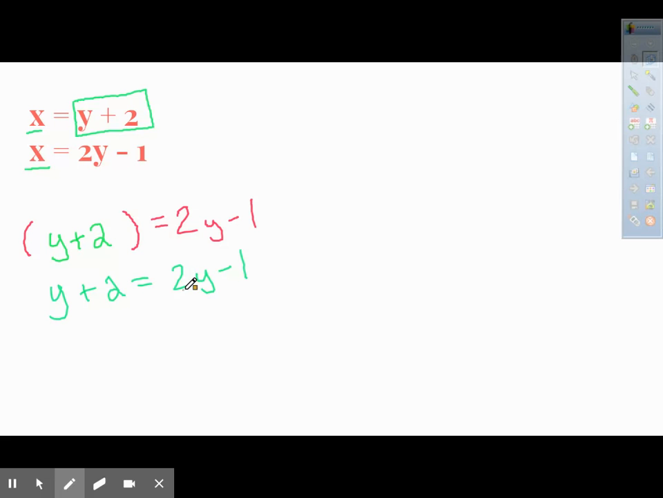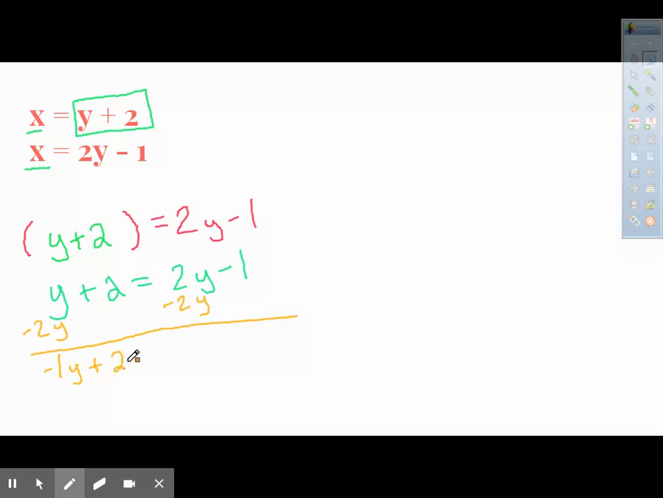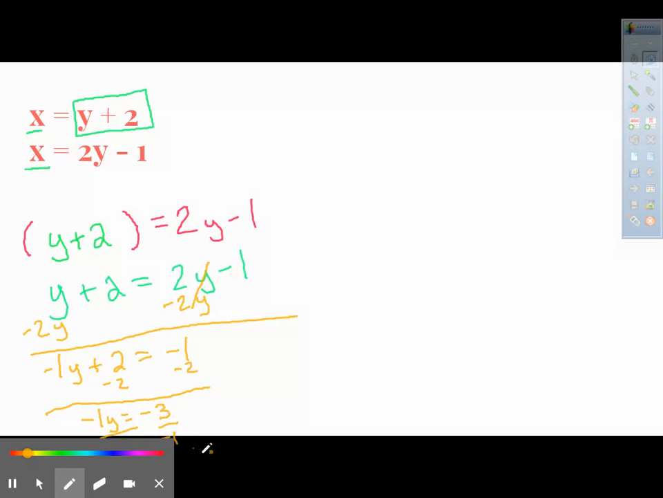So y plus 2 equals 2y minus 1. I'm going to subtract 2y over to the left side, or you could have subtracted y to the right, that way you didn't have any negatives. 1 minus 2 is negative 1, so that's negative 1y plus 2 equals, those cancel, you get negative 1. Then subtract 2 over. Negative 1y equals negative 3. Divide both sides by negative 1. y equals positive 3.